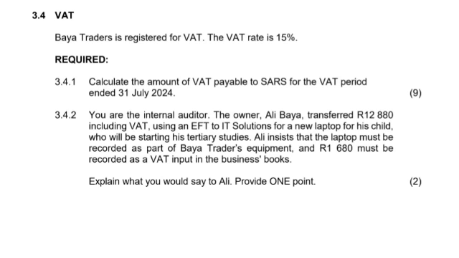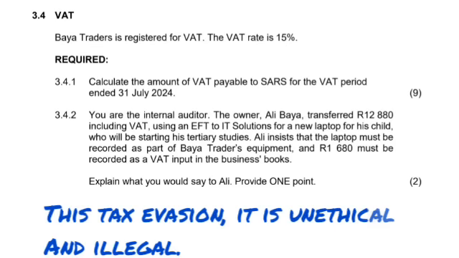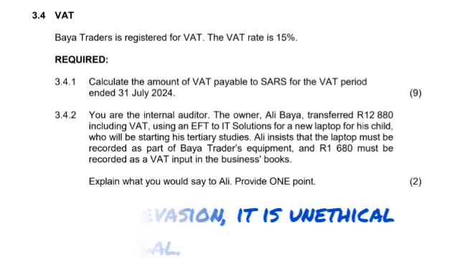What Ali is trying to do is that he's trying to reduce the amount that he owes to SARS. He's trying to say this is an expense for the business. Remember, for the expense we minus that amount. So he's trying to minus that amount and he is not allowed because this was not for the business. This is tax evasion. It is unethical and illegal. So that would be your answer to that question.